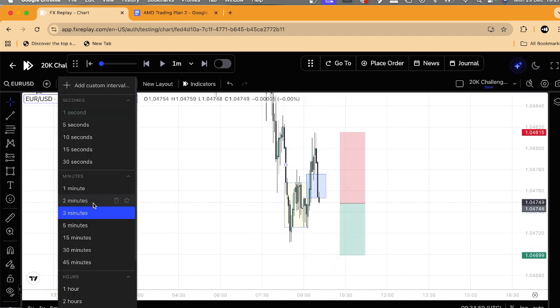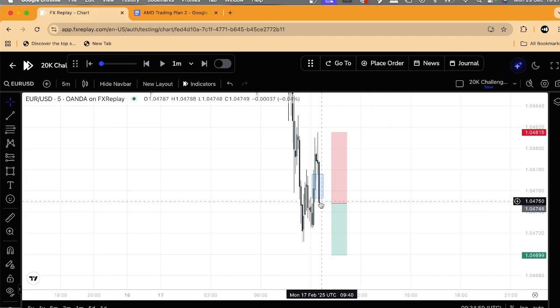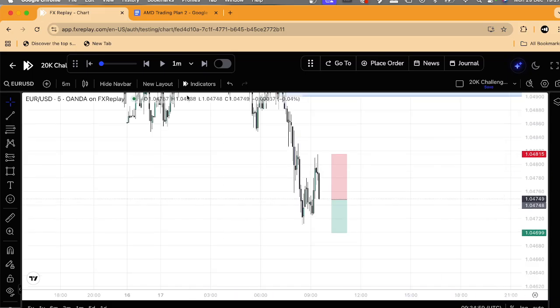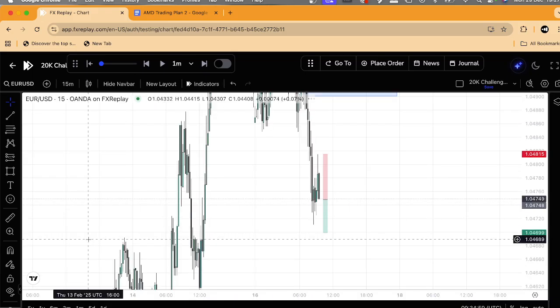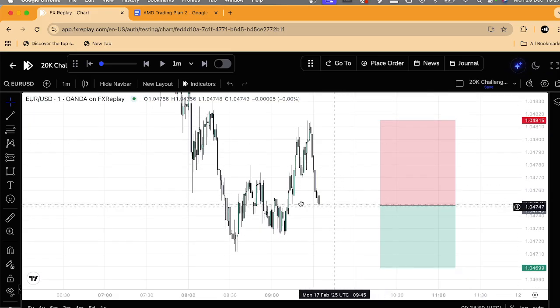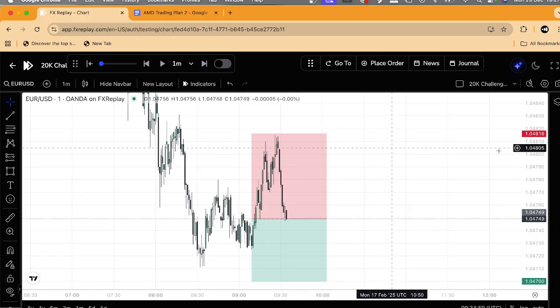3 minute, unfortunately, it doesn't have a gap. 5 minute does have a tiny gap there. And we are rejecting off both of these time frames. This does look good. It's not like the most exciting trade I'd want to take, but it does actually look good. Do I want to take it?